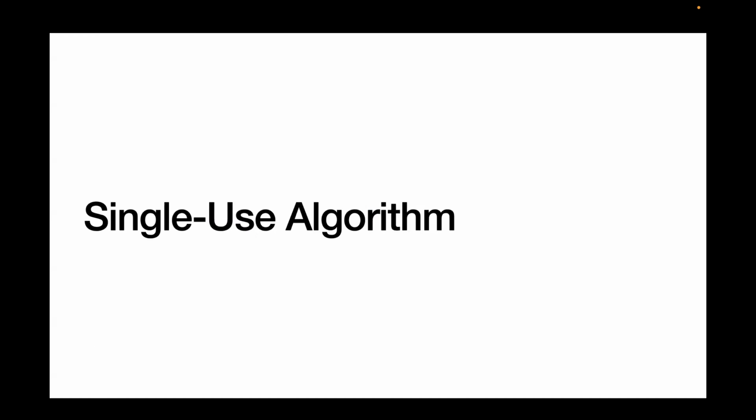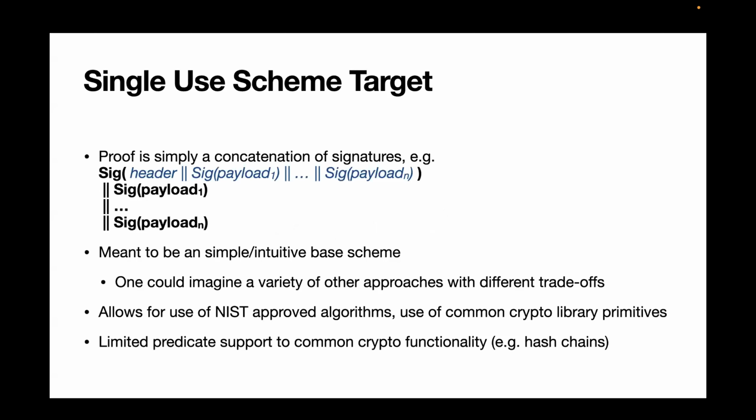So just to give people an idea, this is kind of a starter scheme, more for describing how selective disclosure could work. In this case, the proof winds up being a concatenation of the signature of the header and then a signature of each payload, and those actual payload signatures are included. So if I omit a value, that's fine. I can still verify the rest of the payloads. If I include a payload, you can check that the signature correlates and hasn't been modified.